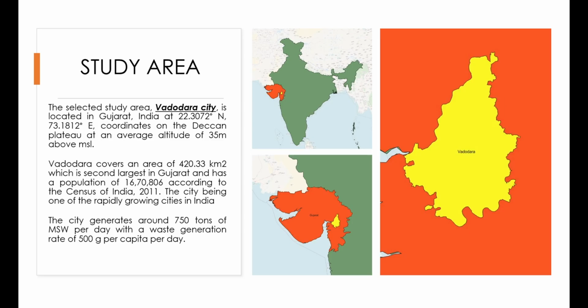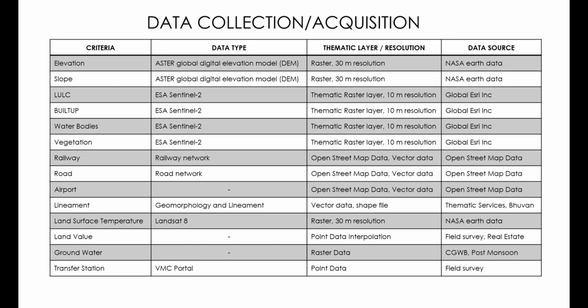For this study, Vadodara City is taken into consideration. Vadodara is a city located in Gujarat and is said to be the second most populated city in Gujarat. Vadodara covers an area of about 420.33 km square, which is second largest in Gujarat. The city generates about 750 tons of municipal solid waste per day.